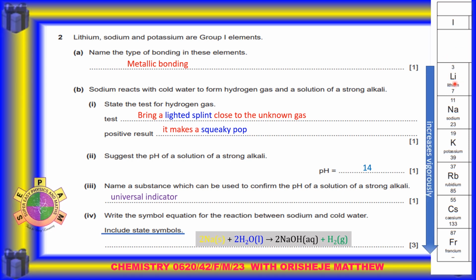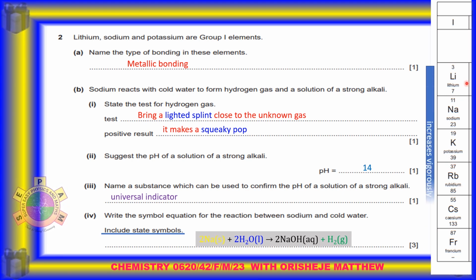Then the boiling point also decreases down the group. Lithium has a boiling point of about 1331 degrees Celsius, while rubidium has a boiling point of about 668 degrees Celsius. So the boiling point decreases.